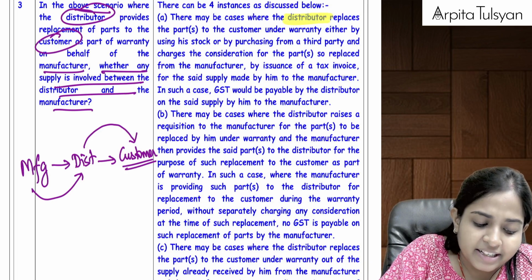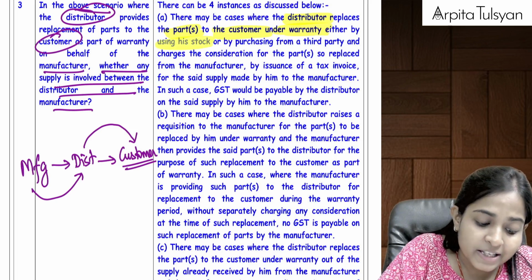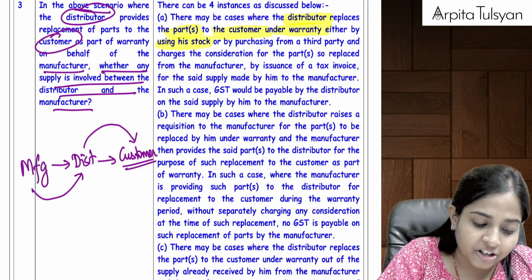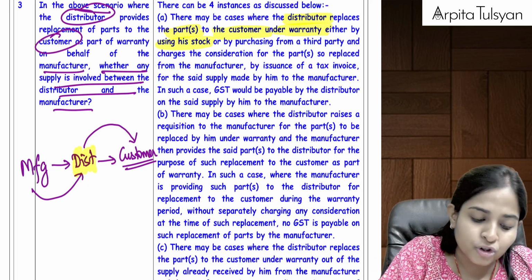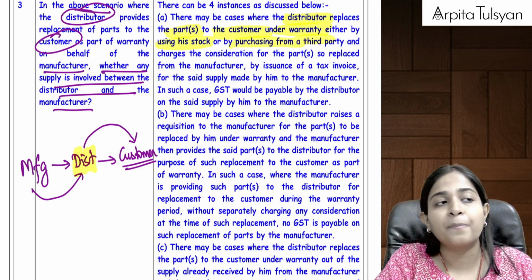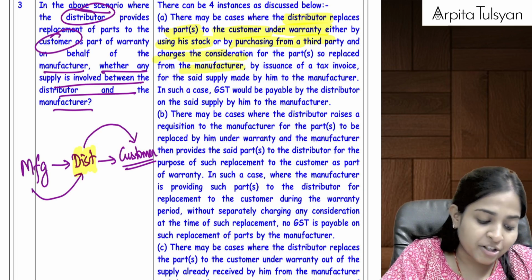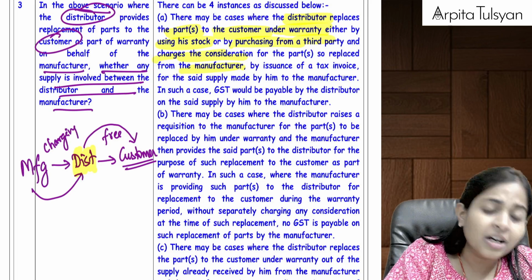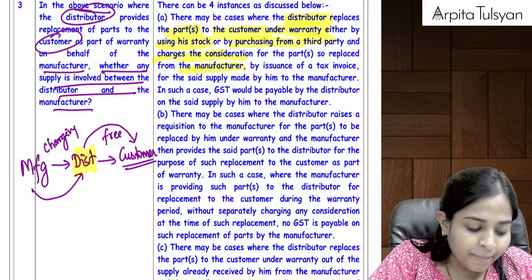Now they are telling, if the distributor replaces the part to the customer under warranty, either using his own stock, let's say there is some part which has become defective, if he is doing it from his own stock, or the distributor is purchasing that spare part from a third party and charges the consideration from the manufacturer, means distributor is providing to the customer for free, but he is charging money from whom? He is charging money from the manufacturer, because he was doing this work on whose behalf? He was doing this work on behalf of the manufacturer.